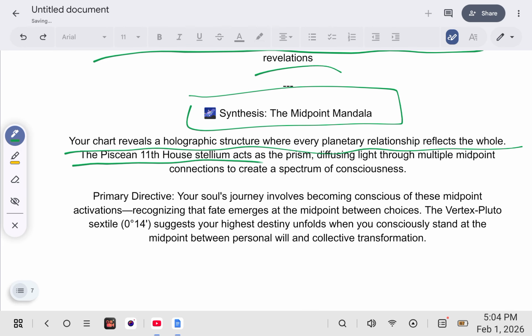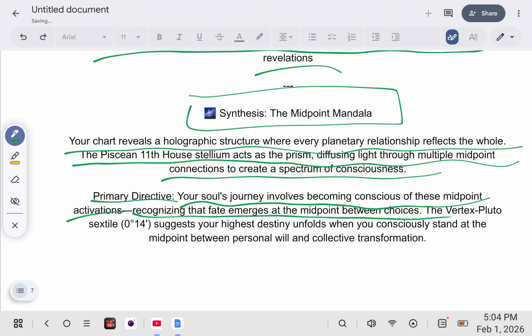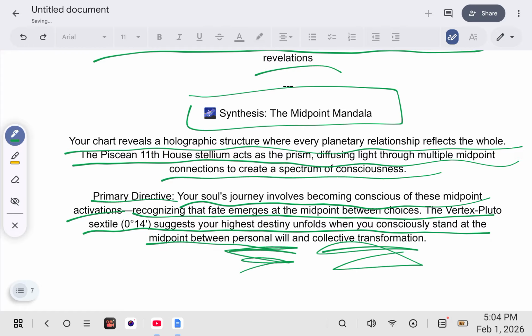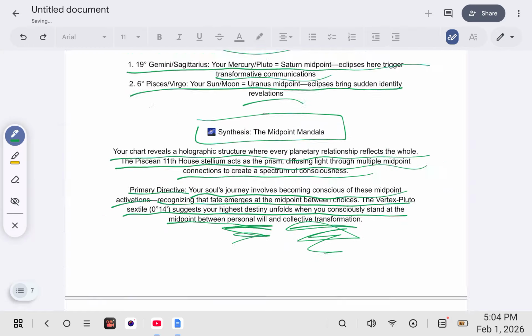Piscean 11th house stellium acts as the prism, diffusing light through multiple midpoint connections to create a spectrum of consciousness. And the primary directive is this. My soul's journey involves becoming conscious of these midpoint activations, recognizing that fate emerges at the midpoint between choices. The vertex Pluto sextile 014 degrees suggests my highest destiny unfolds when I consciously stand at the midpoint between personal will and collective transformation.